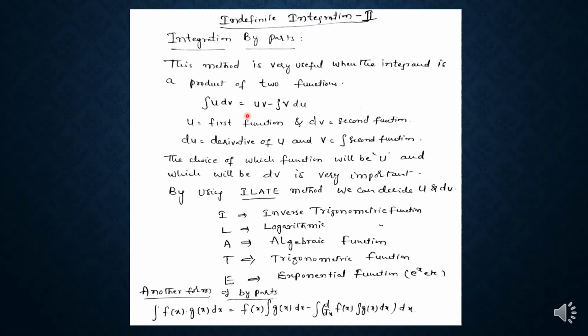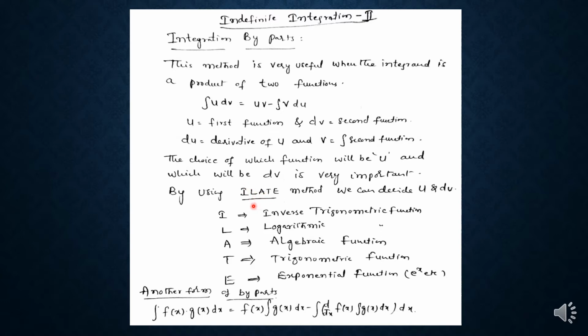While applying the integration by parts rule, the most important thing is selecting which is the first function and which is the second function. This selection may be made by using the ILATE rule, the ILATE method. We can decide the first function and the second function, u and dv.